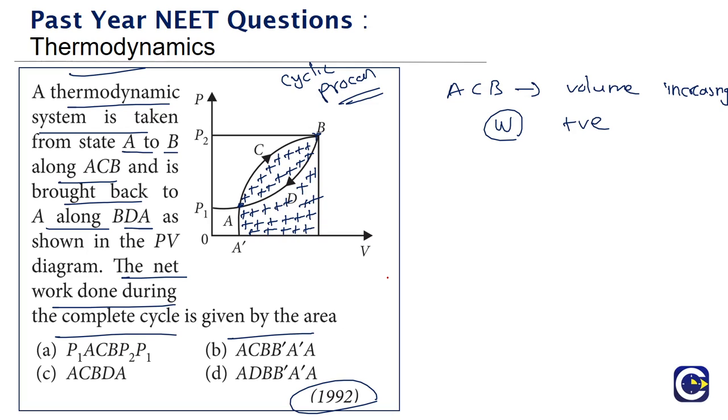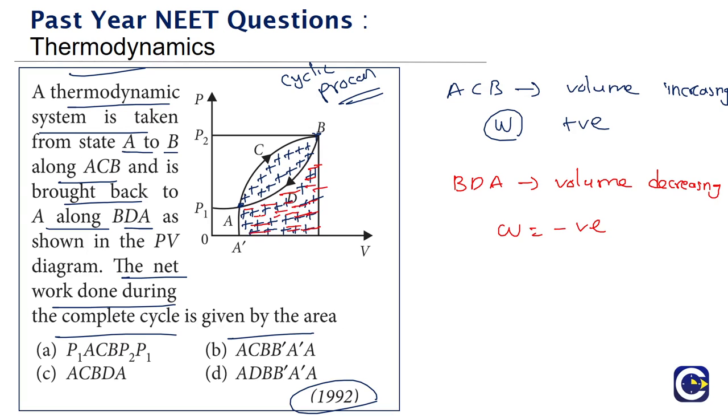Then the other part of the cyclic process is BDA. In BDA, what is happening? Volume is decreasing. So in this case, W will be negative. Look at it: the area below that, we'll put a minus.